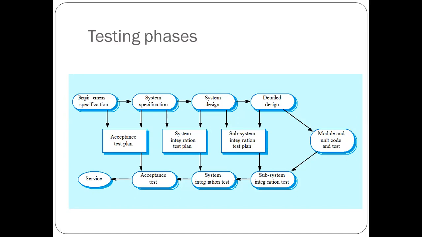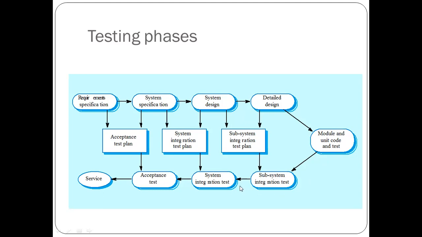The output of this will go to the subsystem integration test. This is the component level. Here we have a number of modules, or units, or components. After testing at each component or module level, we move toward the subsystem. Here we integrate some modules or components, or a number of units, and after combination we get the subsystem. So after combining these modules, we get the subsystem integration test.